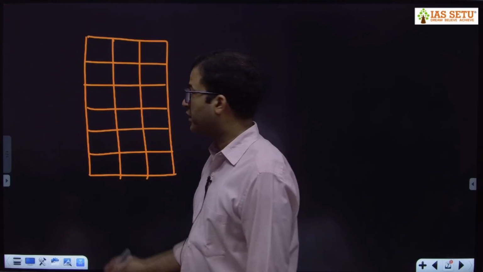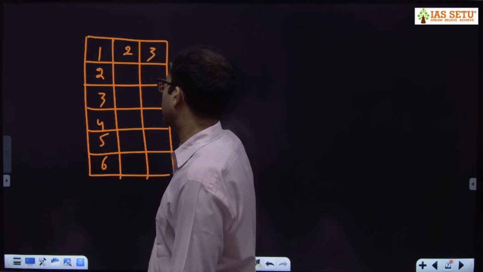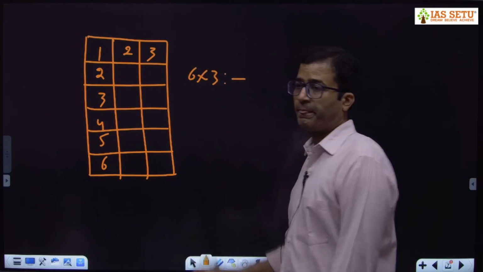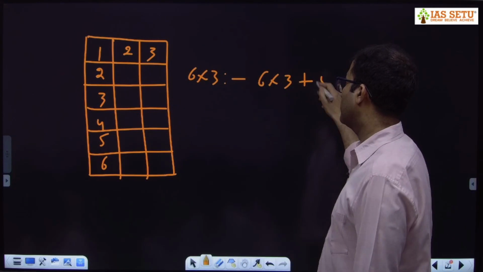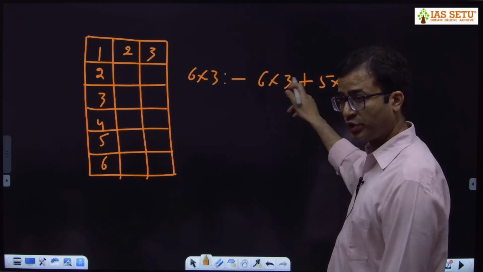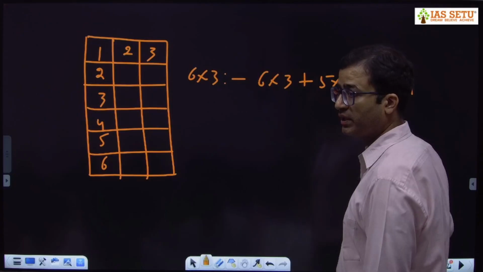First, we name these figures. This is 1, 2, 3, 4, 5, 6, 2, 3. This is 6 by 3. So we start with the given value 6 into 3 plus 5 into 2, because 6 decreases by one, 3 decreases by one, plus 4 into 1 plus 3 into 0.